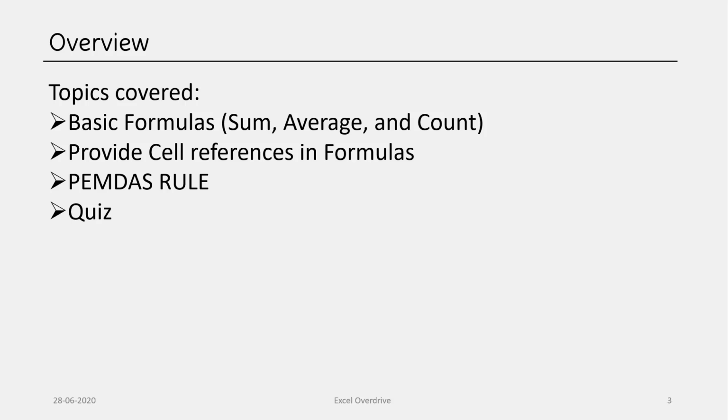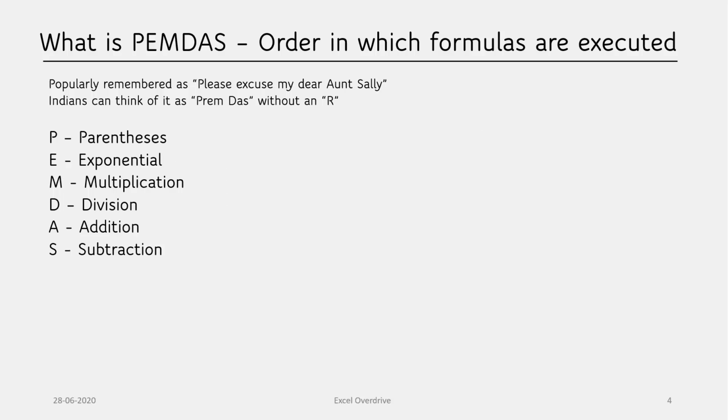Moving to the order of operation in Excel, PEMDAS is the order in which formulas are executed, popularly remembered as "Please excuse my dear Aunt Sally," but Indians can think of it as PEMDAS, excluding the letter R. Some of you may also remember it as the BODMAS rule. P stands for parenthesis, E stands for exponential, followed by multiplication, division, addition, and subtraction.